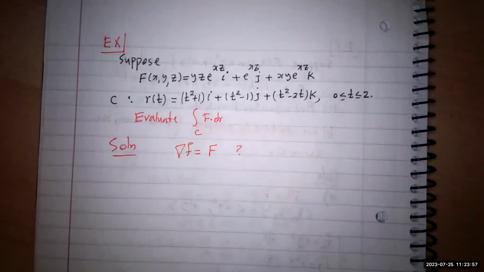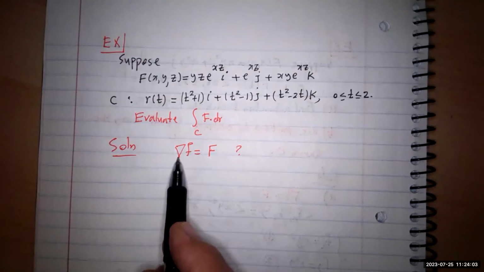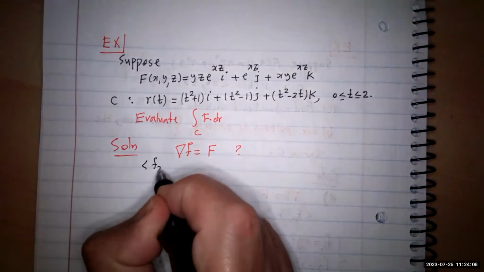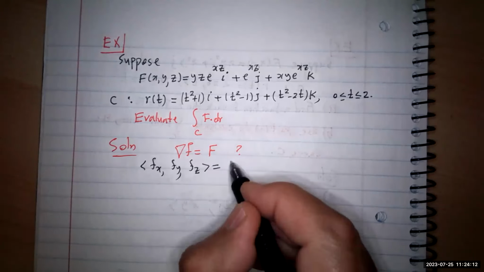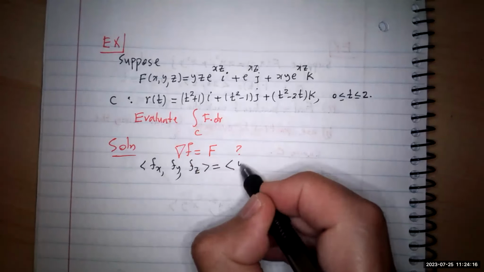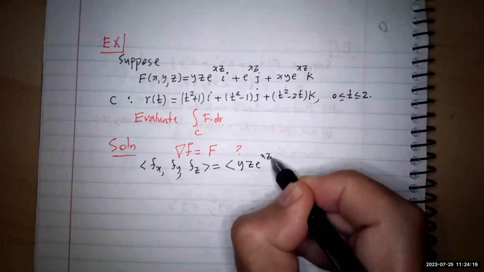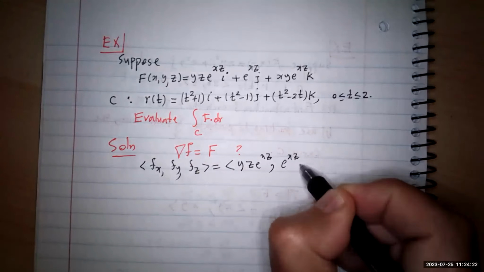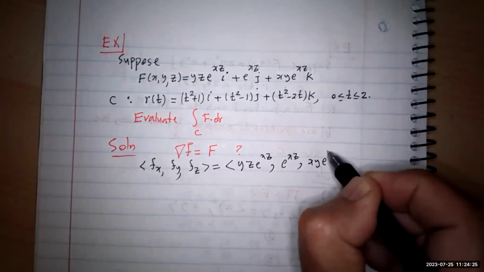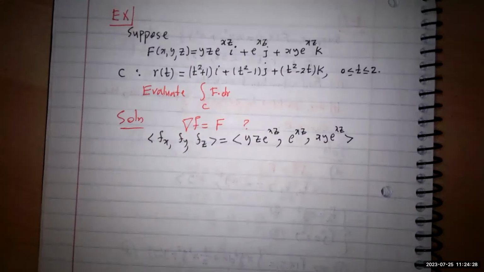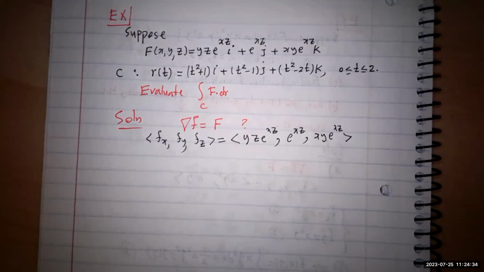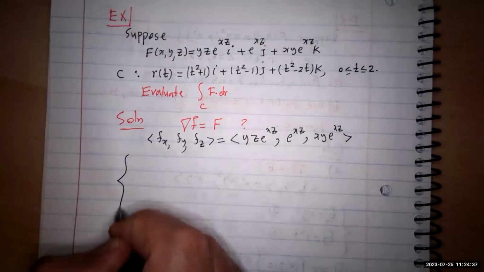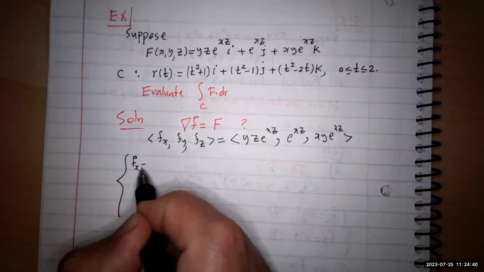Quickly, we test this one. A function of three variables takes a little bit more time. It's not bad. So the gradient is going to be f sub x, f sub y, f sub z. The components of this field are yz e to the xz, e to the xz, xy e to the xz. Let the coordinate functions be equal to each other to make it a system of three equations, three variables.